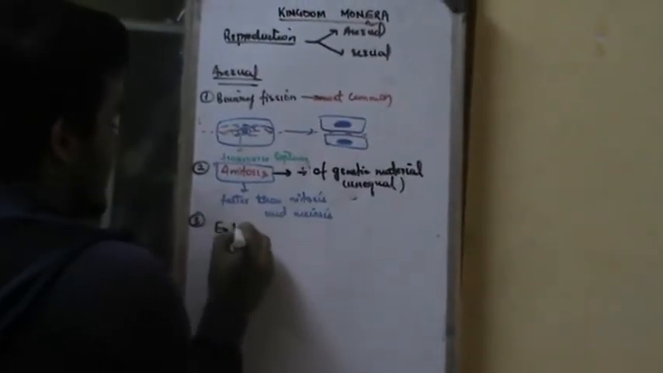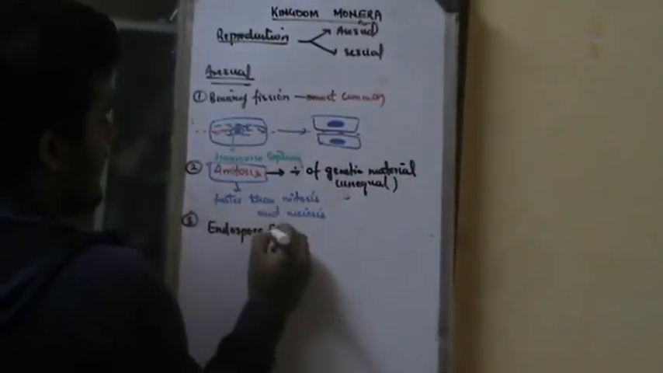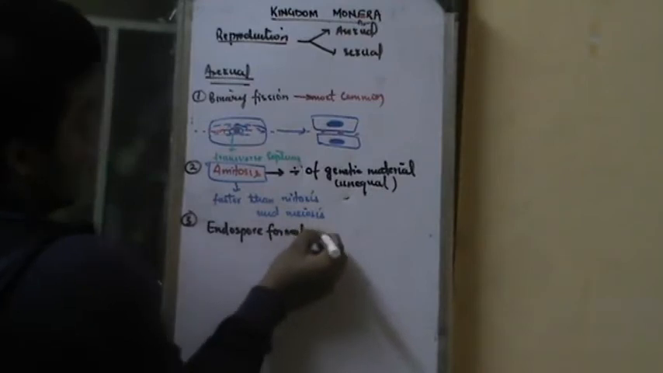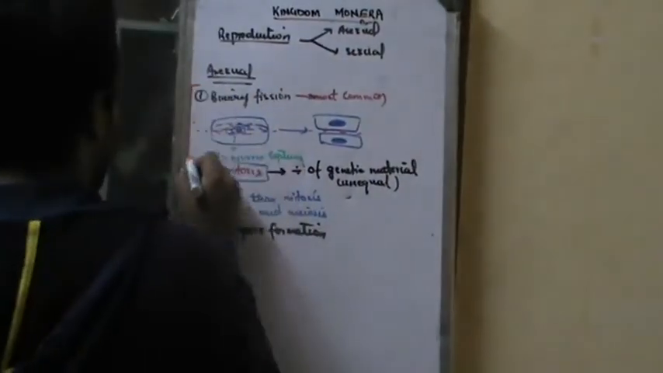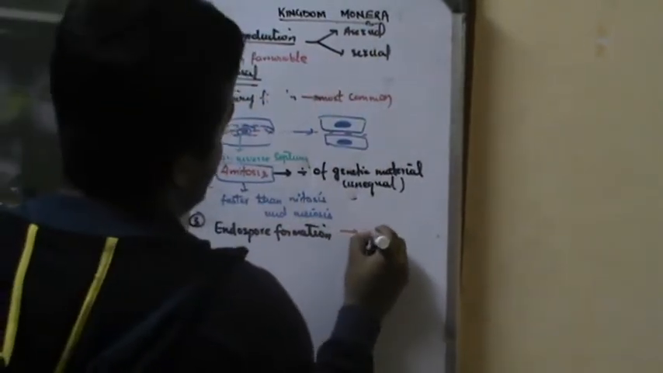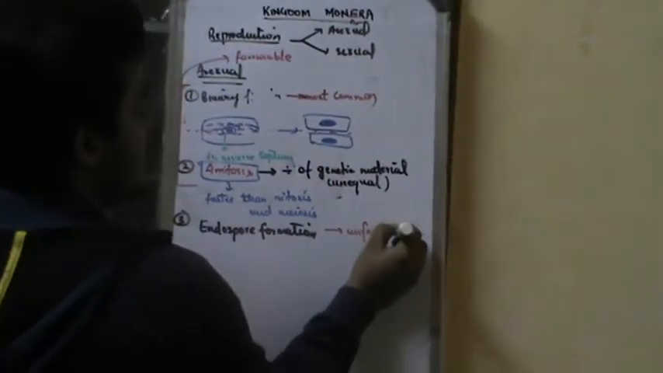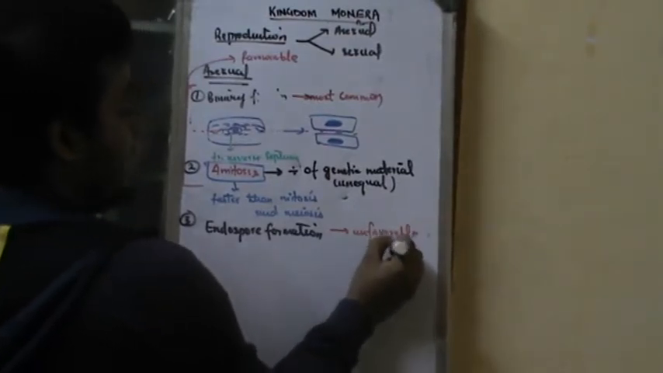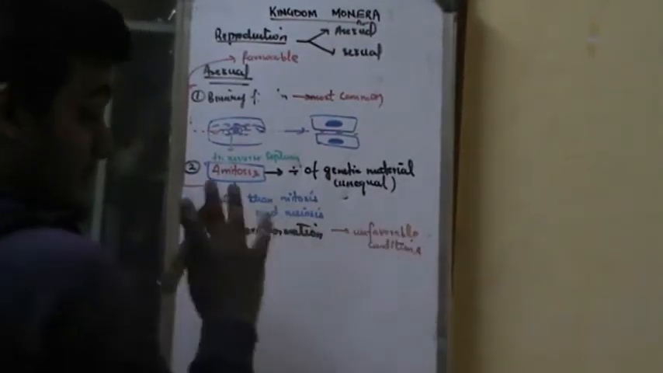Now we come to unfavorable conditions. There is something called endospore formation. Always remember, from binary fission up to here, these occur in favorable conditions. The endospore is formed in unfavorable conditions. So it is going to be very important.